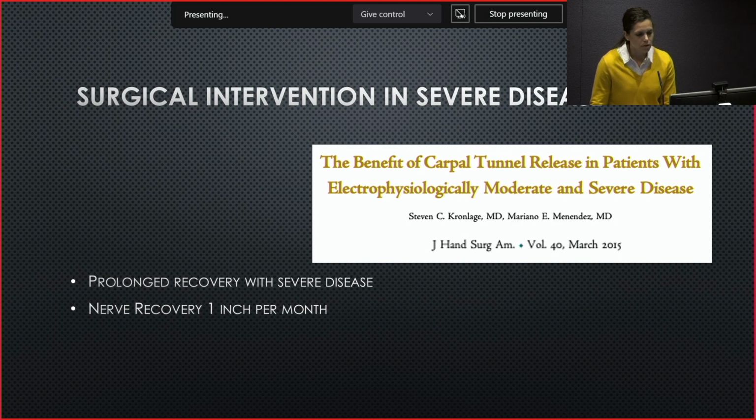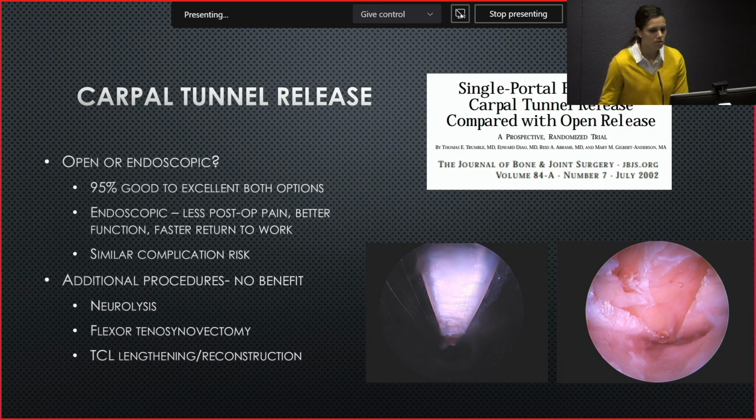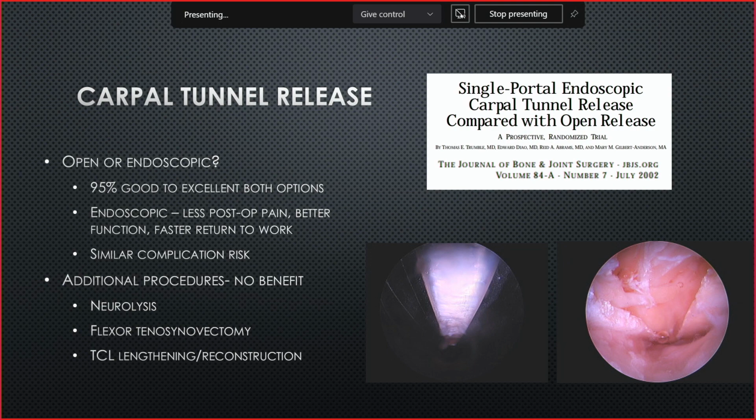So I counsel all my patients that intermittent symptoms, particularly nocturnal symptoms, should resolve very quickly, but any constant numbness and tingling can take several months up to a year to improve. The goal of surgery is just to increase the size of the carpal tunnel, and we do that by cutting the transverse carpal ligament.